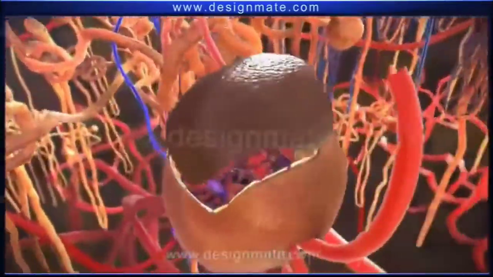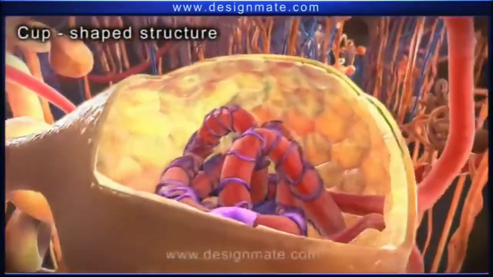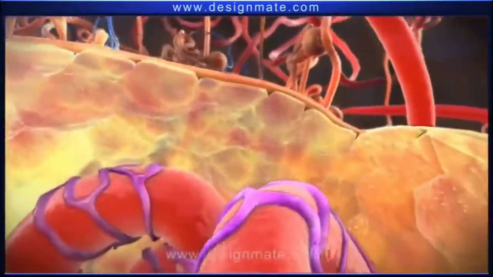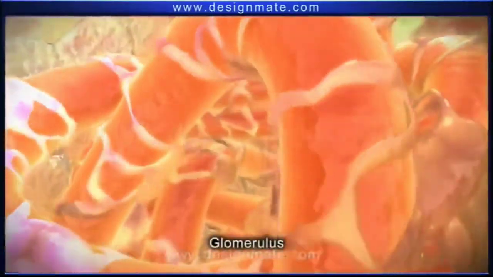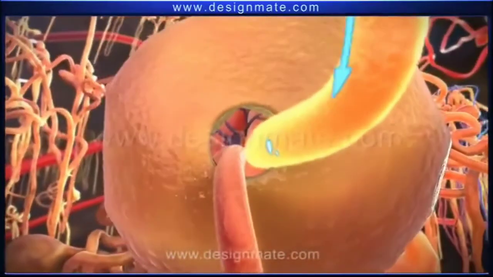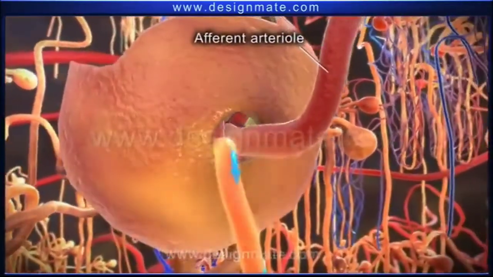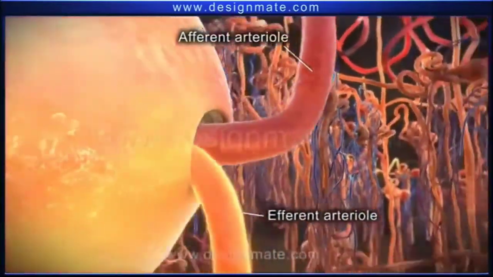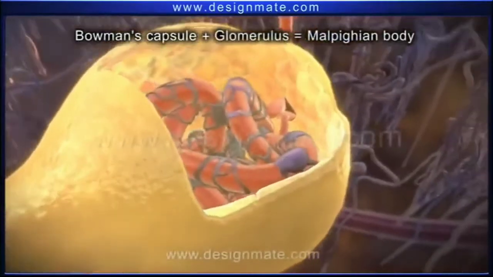Each nephron has a Bowman's capsule, which is a cup-shaped structure that has a layer made of squamous epithelial cells. In the cavity of the Bowman's capsule, there is a bundle of capillaries known as the glomerulus. The blood vessel entering the Bowman's capsule is known as the afferent arteriole and is thicker than the blood vessel exiting the capsule, which is thinner and is known as the efferent arteriole. The Bowman's capsule and the glomerulus together form the Malpighian body.